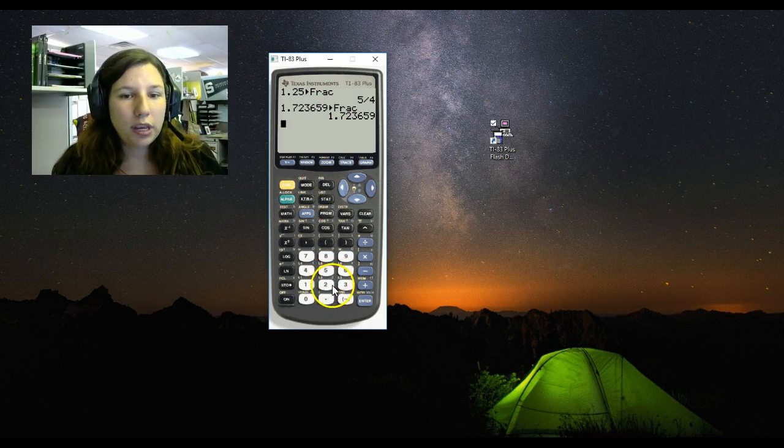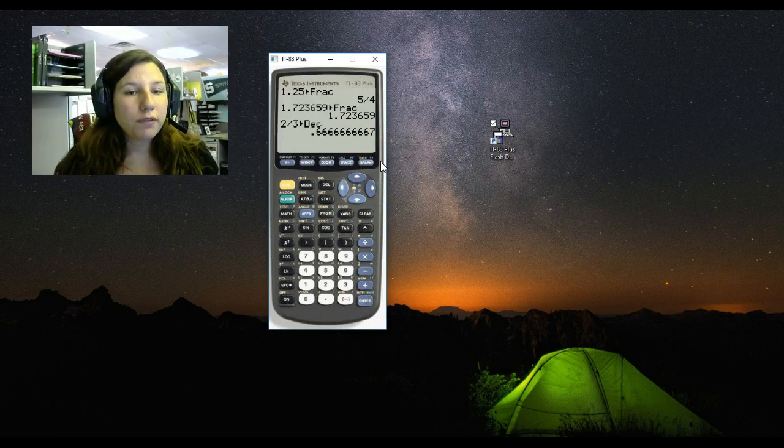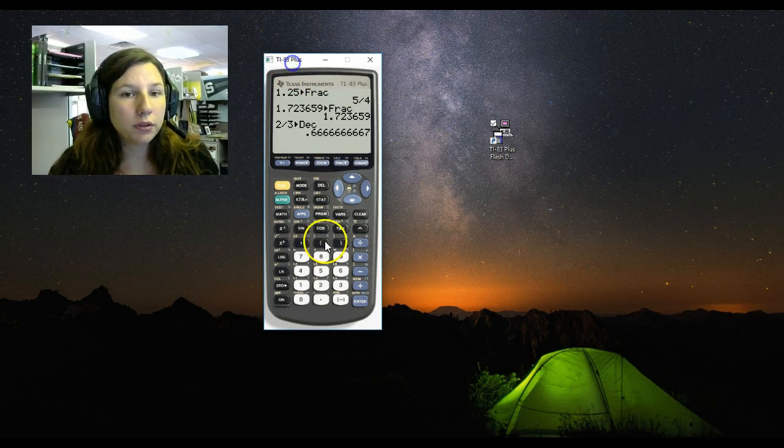You also can change fractions to decimals if you just scroll down to decimal and hit enter. It'll write it as a decimal for you as well. So just a feature, feel free to use that throughout the course. Sometimes you get questions written as fractions and you want to change them to decimals or vice versa, and that kind of helps out a little bit with the math.